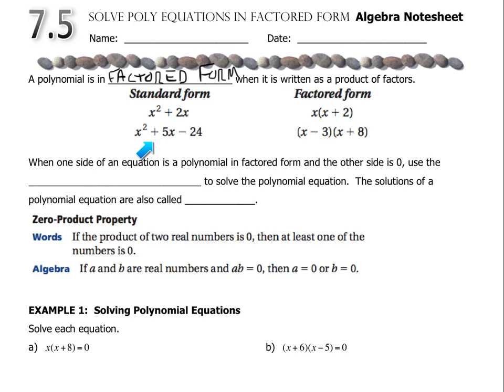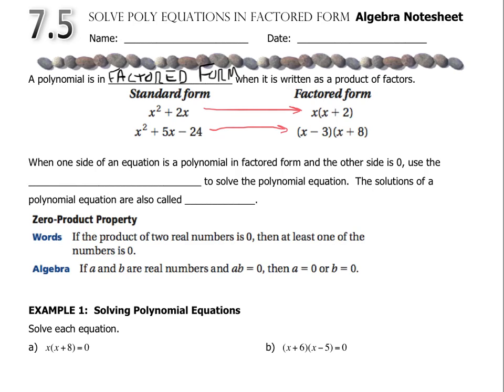Well, in this example over here, and we'll be showing you how to do this in a few sections coming ahead, this is, again, a product of two factors, where the first factor is x minus 3 and the second factor is x plus 8. That is factored form. But just notice how these two things are the same. That becomes that, and that becomes that.